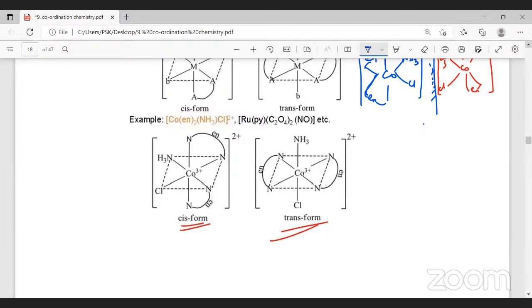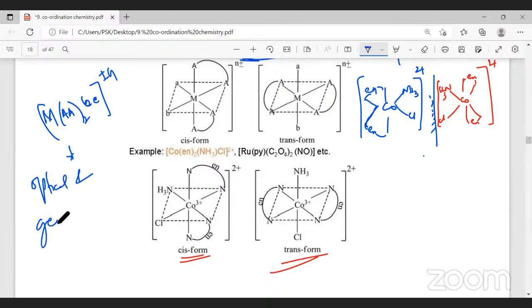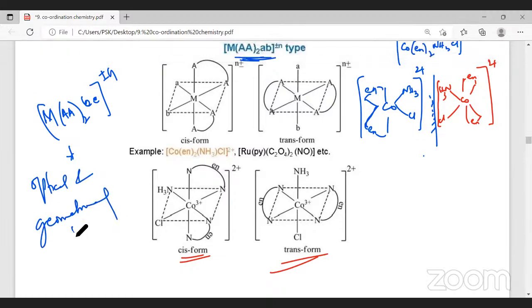So these kind of complexes, what are those? These kind of complexes, metal AA twice, BC type, can be plus or minus, can exhibit both optical and what? Geometrical isomerism. For what I'm telling, this is a complex with coordination number 6. This is exhibiting both what? Optical isomerism as well as what? Geometrical. If I place a mirror here, there will be mirror images of each other.